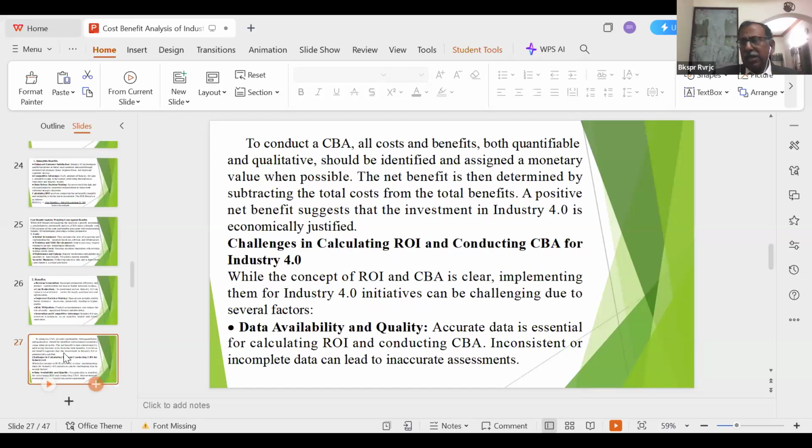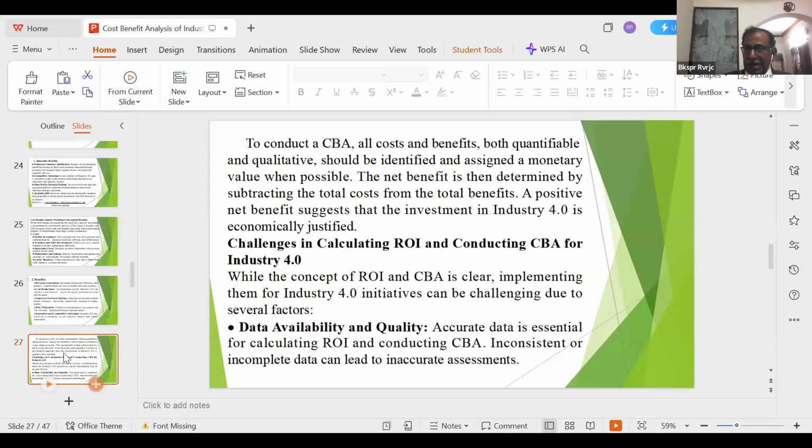To conduct cost analysis, all costs and benefits, both quantifiable and qualitative, should be identified and assigned a monetary value when possible. The net benefit is then determined by subtracting the total cost from the total benefits received from the project. A positive net benefit suggests that the investment in Industry 4.0 is economically justified.